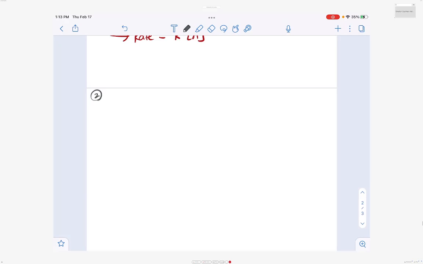All right. Moving on to the second question that more than half of the class got wrong. It was this question. The equation was given, and the question asked us to determine the molecularity and the rate law.